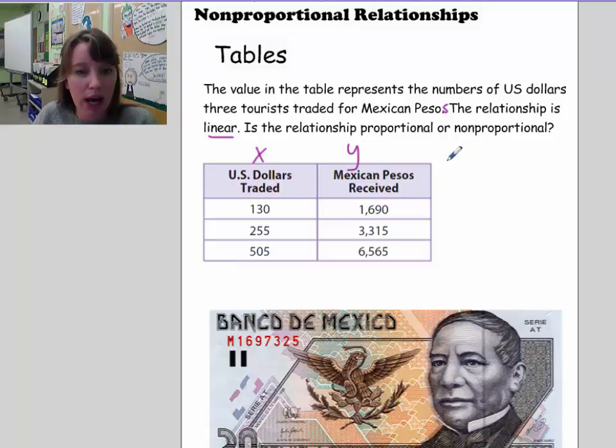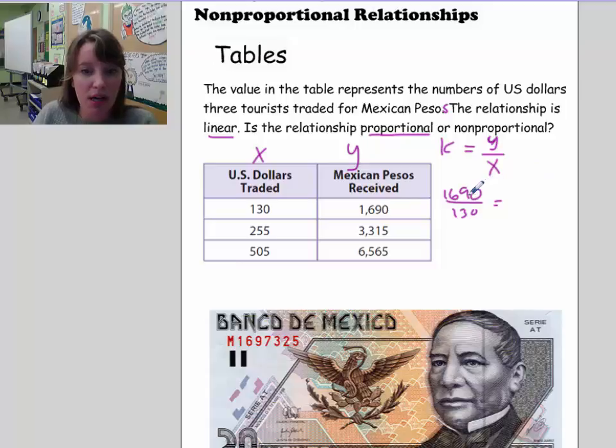So we want to look at, remember, proportional relationships have a constant of variation, which is K, and K is always going to be the same. K is determined by the ratio of Y to X. So if the Mexican pesos received over the American dollars, that ratio, is constant, then it will be a proportional relationship.